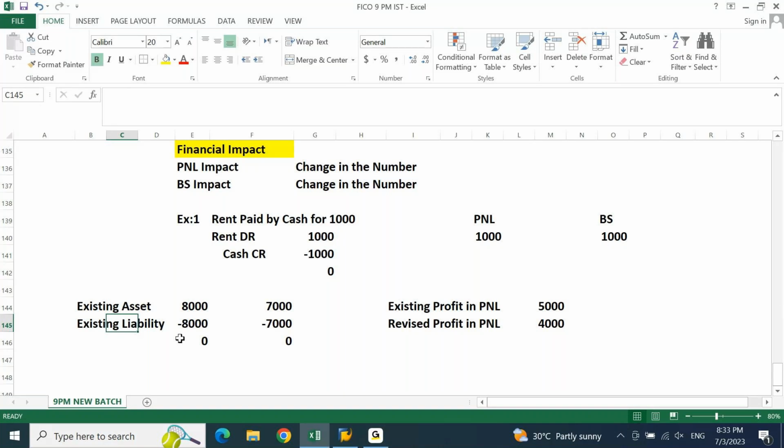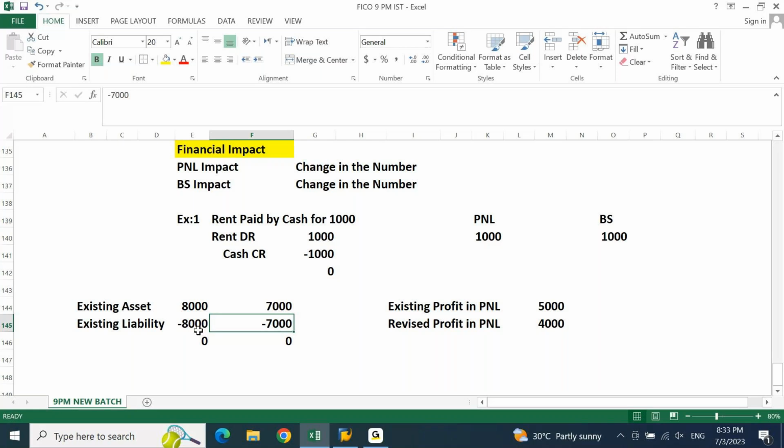How much is reduced from your profit? 1,000 is reduced from your profit. From this liability 8,000, it includes 5,000 profit. Now I need to remove 1,000 profit from it. So if I am removing 1,000 profit from it, 8,000 will become 7,000. Clear? Yes, sir. Got it.